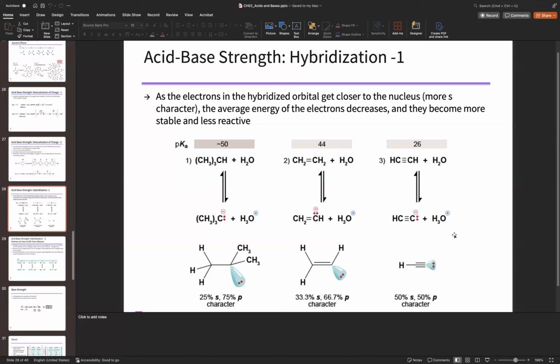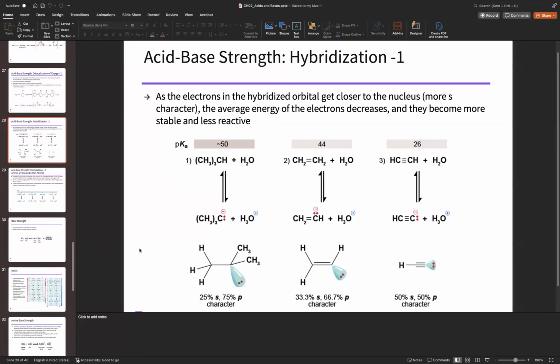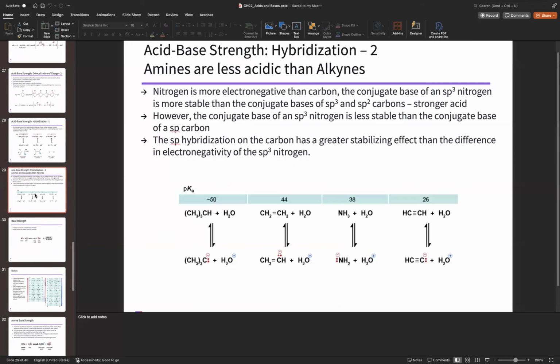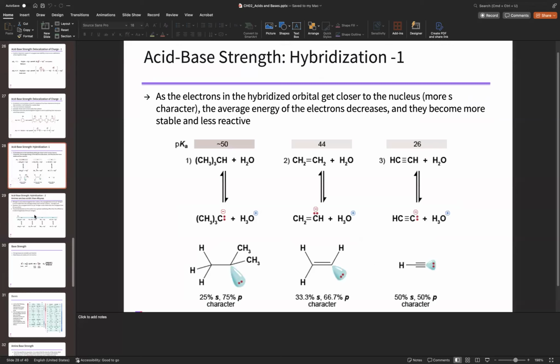So S character matters if all the other factors are not there. And all the examples you will be asked or given will only be related to one or the other of all these factors. Either it's going to be related to electronegativity or size or inductive effects or solvation effects or resonance effects or hybridization effects. From those 6, you will have to go through the list and determine which one applies in that particular case, and then determine which will be the strongest acid and which will be the weakest acid of the compounds. Okay.